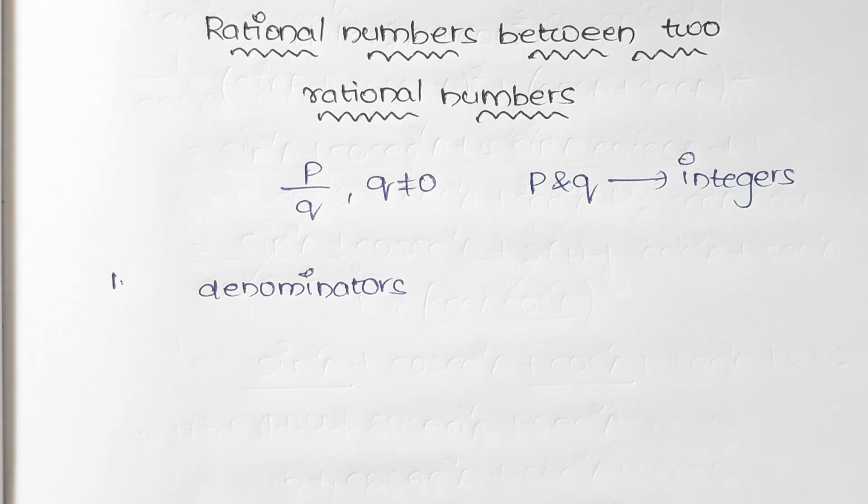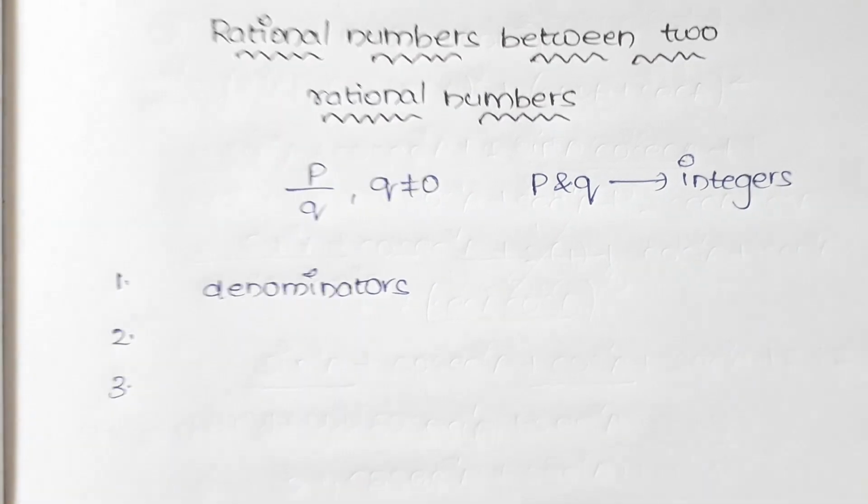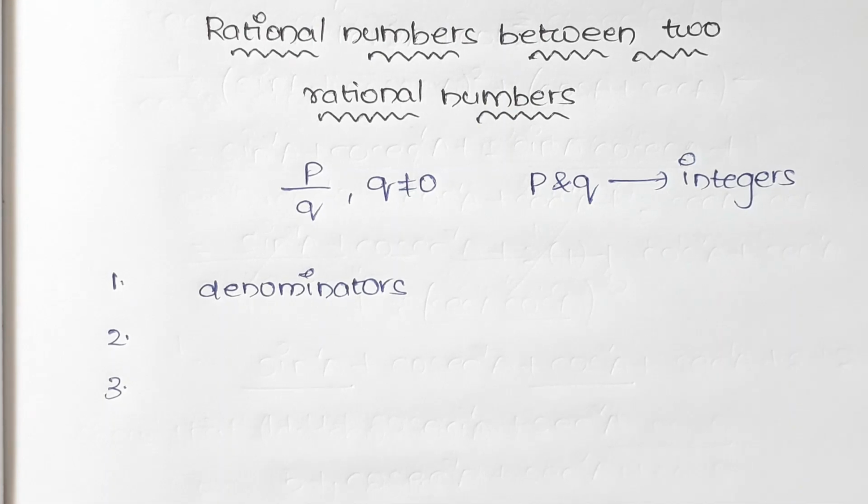And next, if the numerators differ by a very large value, then the rational numbers between the two rational numbers can be written in increments of 1 for the numerator without altering the value of the denominator. This can be clearly understood when doing the example.